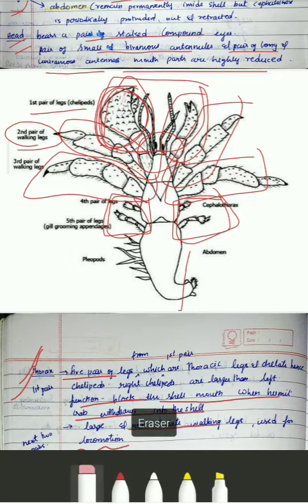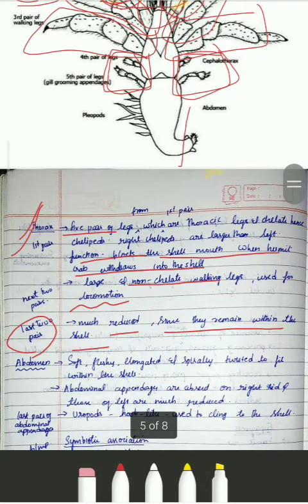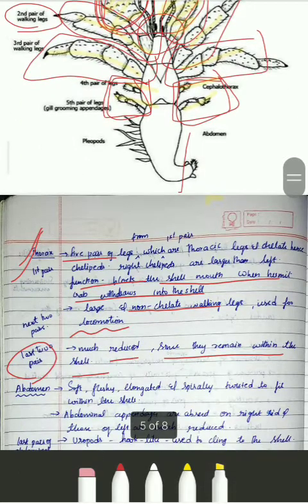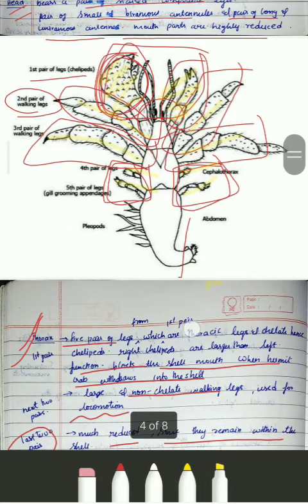Let me clearly define it again. The first pair of appendages are the thoracic legs, and they are chelate, hence they are called chelipedes. And then the next two pairs are non-chelate, hence called non-chelipedes. They are usually used for walking, so their function is locomotor. And then the next two pairs are highly reduced because they remain inside the shell throughout. Hope the appendage region is totally clear.